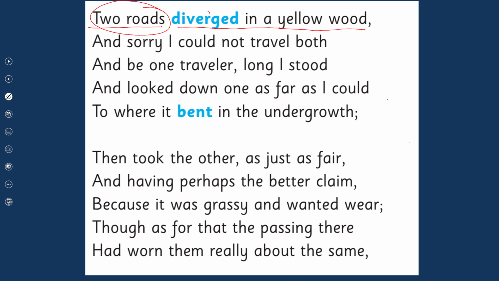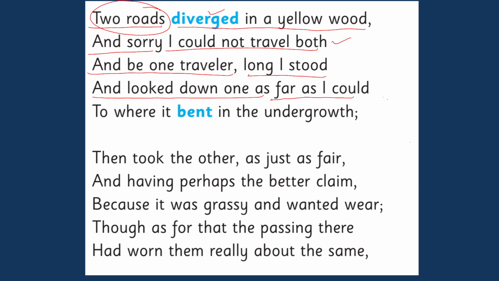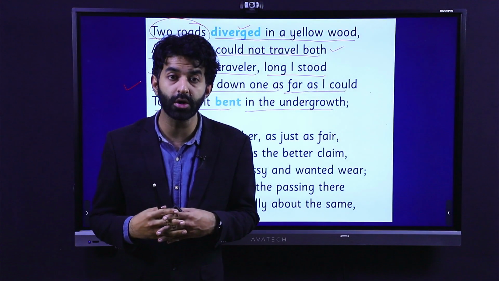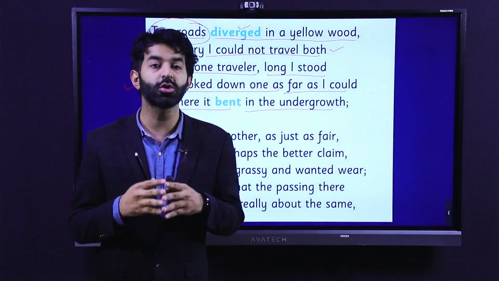And they are going in a yellow wood. And sorry, I could not travel both, and be one traveler, long I stood and looked down one as far as I could to where it bent in the undergrowth. Now, students, the first stanza talks about a dilemma.